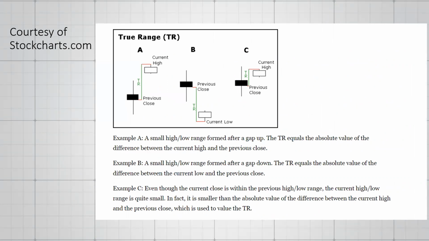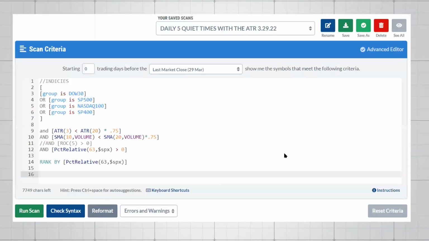So that gets us to our scanning workbench slide. Here we have groups: Dow 30, S&P 500, NASDAQ, NDX, S&P 400. So we have approximately 1,000 candidates that we're polling. We're looking for an ATR over 3 periods that's significantly less than its 20-period counterpart, 0.75. We're adding a mathematical function to take 3/4 of the ATR 20, and we're less than that. We're also going to look at the SMA of volume over 10 periods, and that needs to be less than 75% of its bigger brother, SMA 20, on the volume.